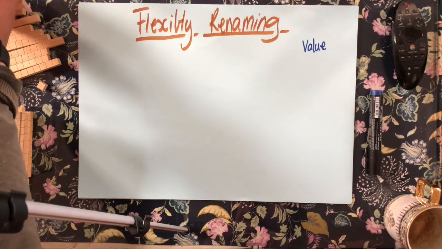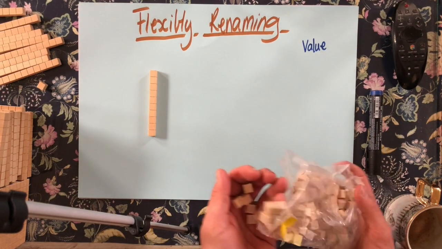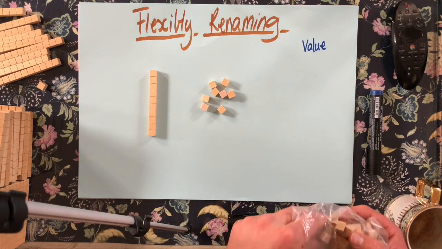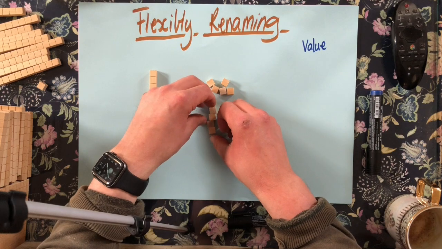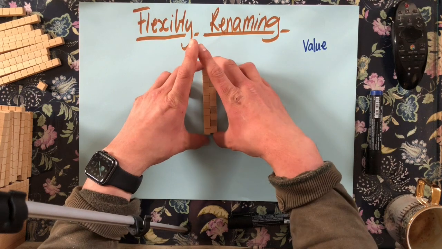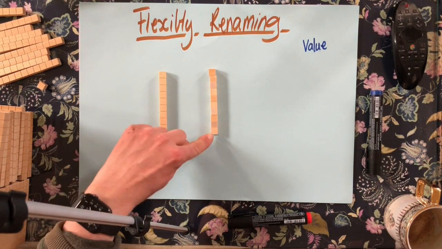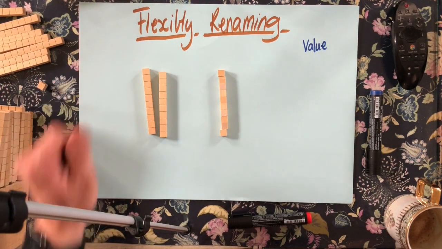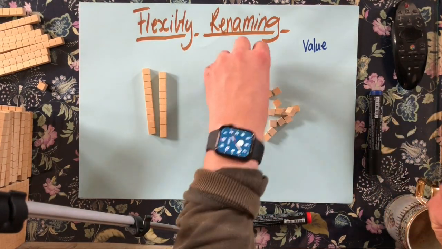We need to know that 1 ten equals 10 ones. We need to know that 10 ones is the same as 1 ten. It goes both ways. No matter which way we look at it, 10 ones is the same as 1 ten, or 1 ten is the same as 10 ones. Now, using that same principle, what if I said you had 2 tens? Well, guess what? You would have 20 ones.